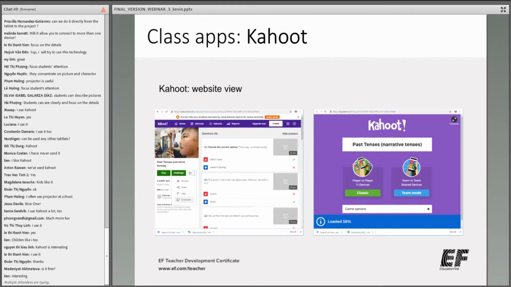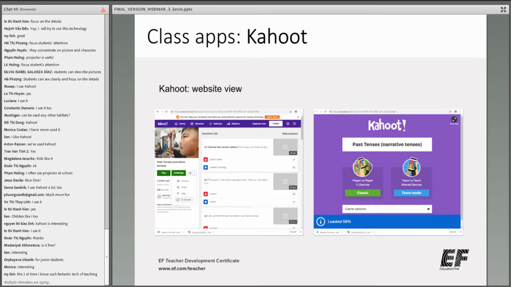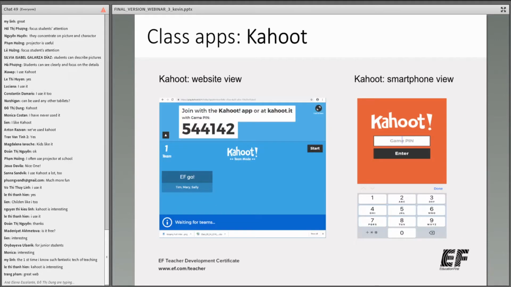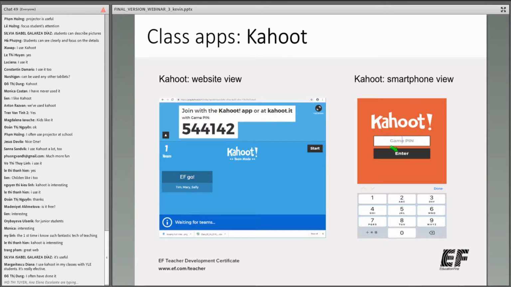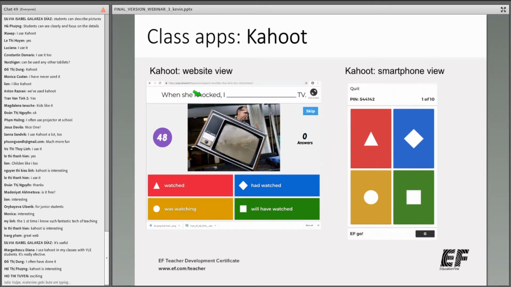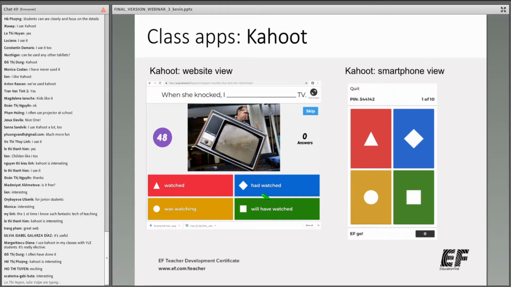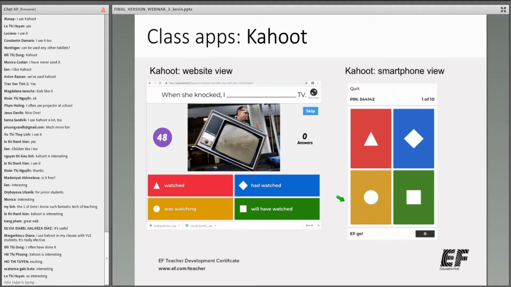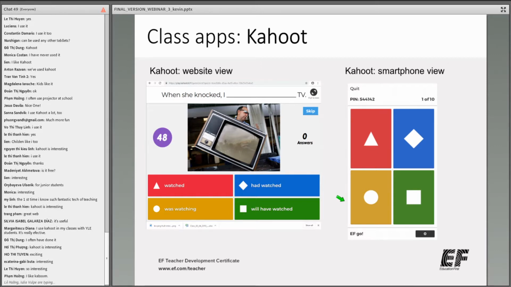And once you start the Kahoot, all the students need to do, it is free, yes, it's a free software. So they go on Kahoot, they write a code that you give them based on the teacher's view, in this case, it was 544142. This is the view that they see. So on their phone, they just write in that code and they join the Kahoot activity. Then they would see the question and they would just press the button according to the answer that they think is correct. So if it's watch, they would press the red button, etc., etc.